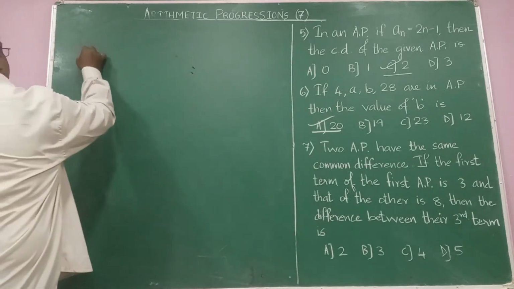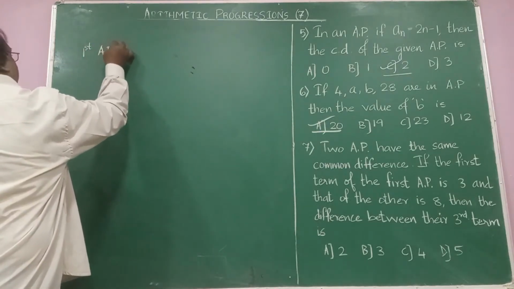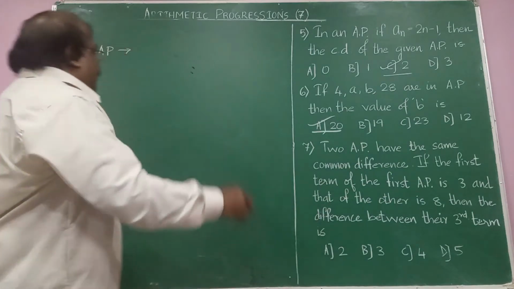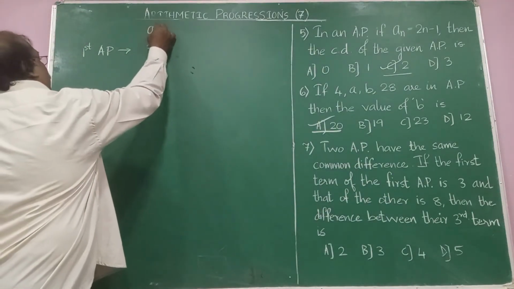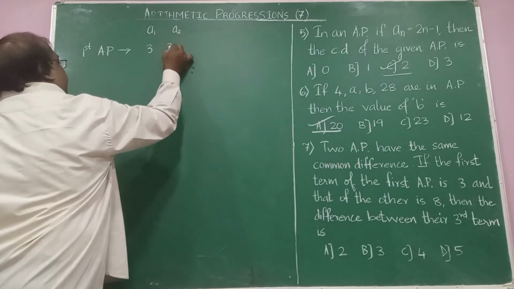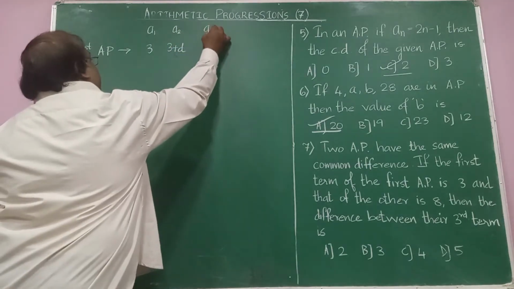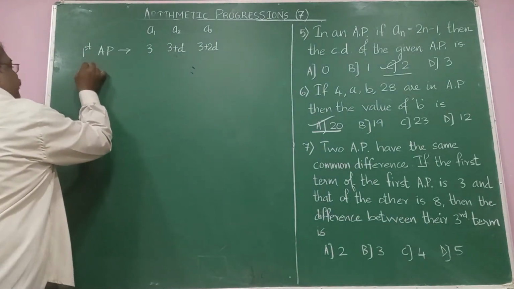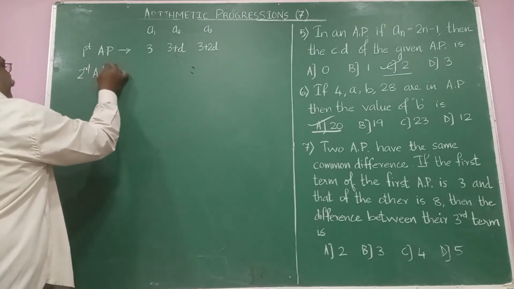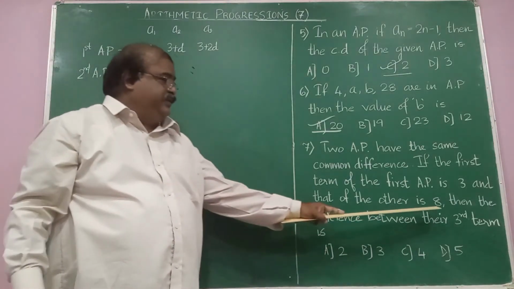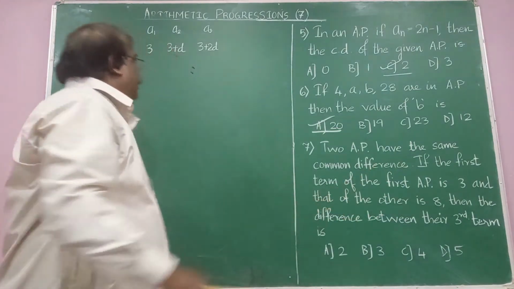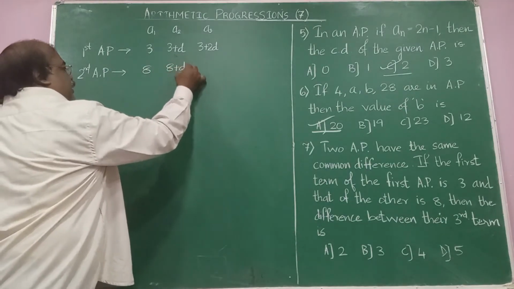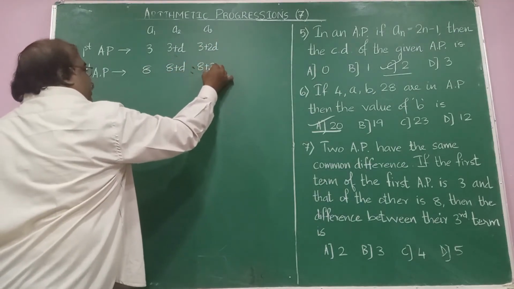Now there are two arithmetic progressions. In the first arithmetic progression, if the first term is 3, what would have been your second term? 3 plus d. What would have been the third term? 3 plus 2d. In my second arithmetic progression, the first term is 8. What would have been my second term? 8 plus d. In my third case, it would be 8 plus 2d.